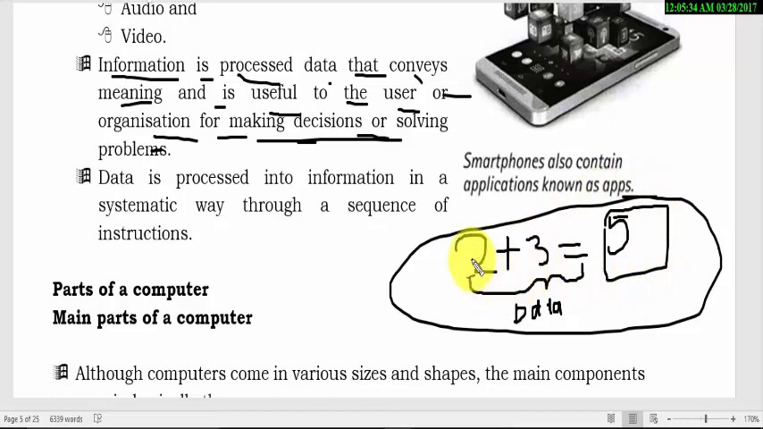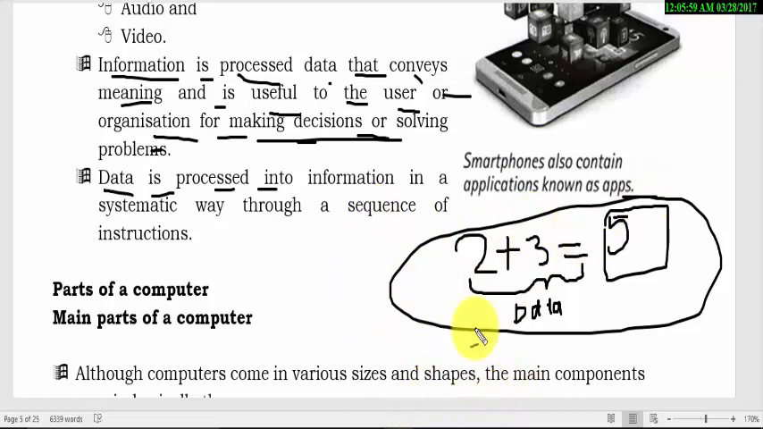Now when you just end on 2 plus 3 is equal to, there's no 5 here, it means it's data because there's no meaning. But after adding the answer there, which is 5, the whole work here is what we call information because it has meaning. So now data is processed into information. So what we are saying is that data plus data is equal to information.